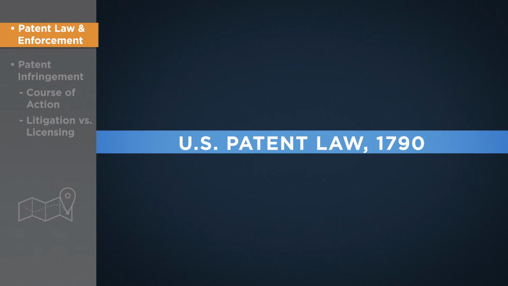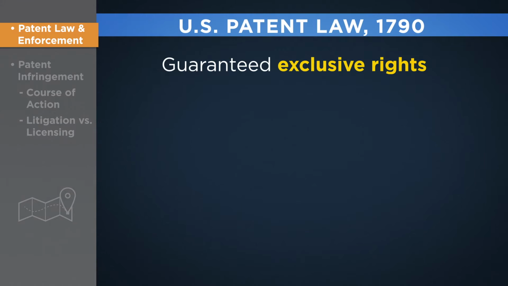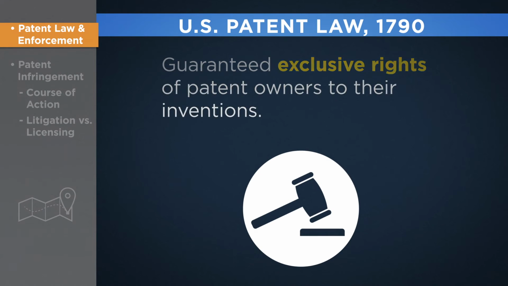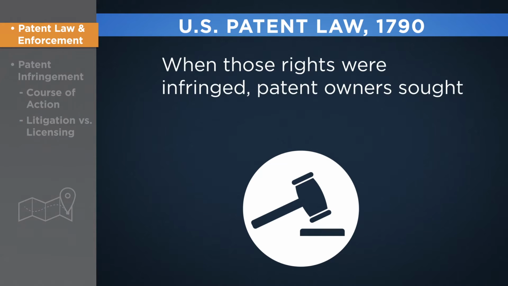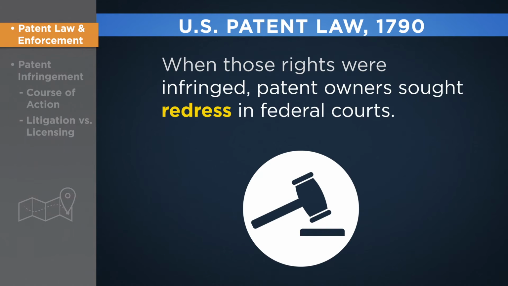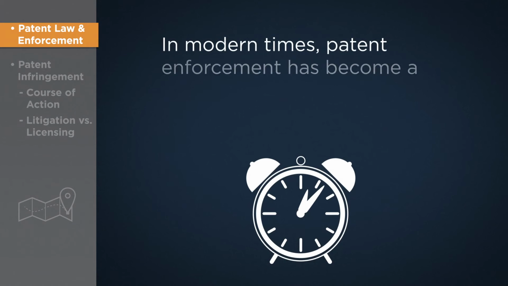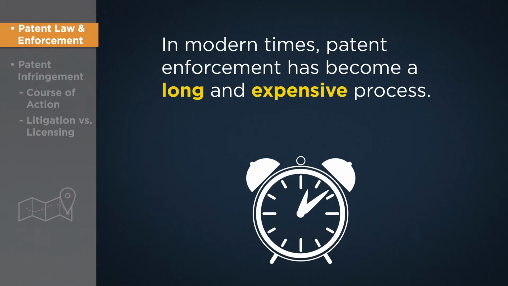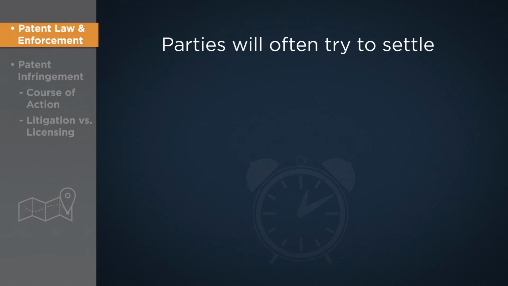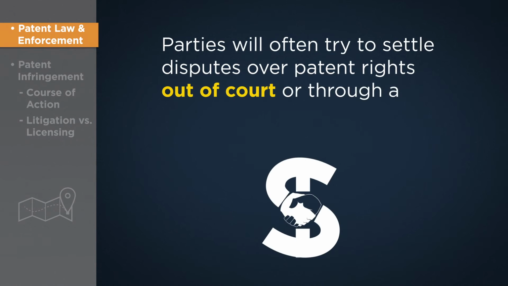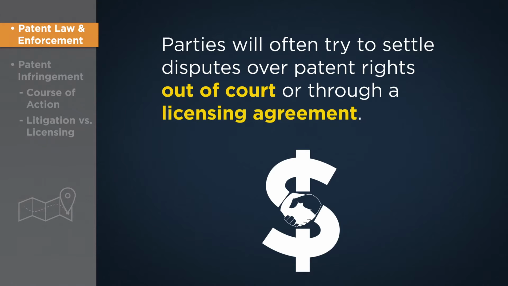When Congress passed the first patent law in 1790, it guaranteed in law the exclusive rights of patent owners to their inventions. When those rights were infringed, patent owners sought redress in the federal courts. In modern times, patent enforcement has become a long and very expensive process. Parties will often try to settle disputes over patent rights out of court or through a licensing agreement.